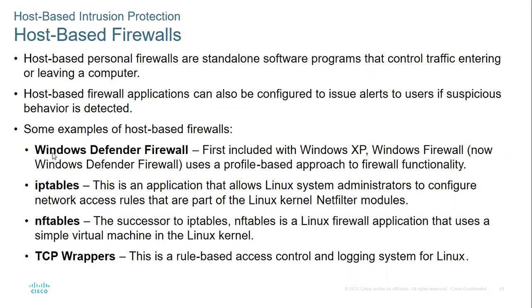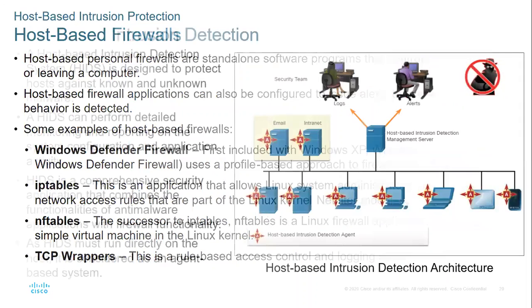Windows comes with the Windows Defender firewall, and then Linux uses what are known as the iptables. But we have the successor to iptables, which is nftables. So Linux uses nftables as the host-based firewall. And then we also have the TCP wrappers. This is a rule-based access control and logging system which is used in Linux systems.